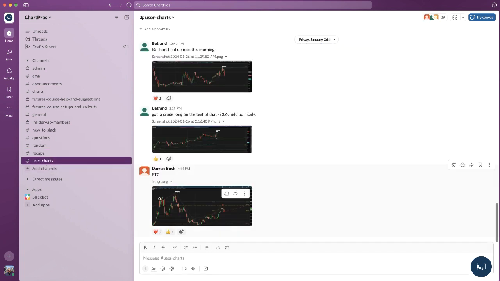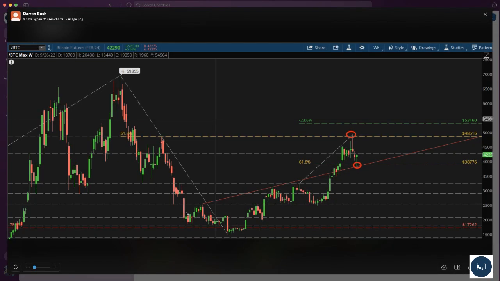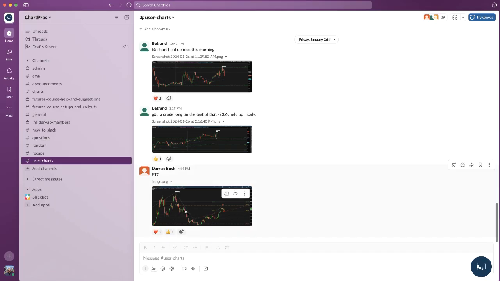And we also have user charts. So if you'd like to post and get some feedback on your chart, here's where one of our members had posted where they had shorted Bitcoin using their own charts that they had posted and gotten some feedback on.